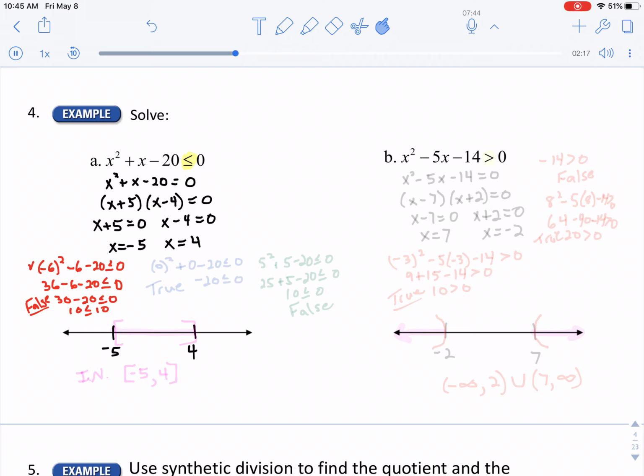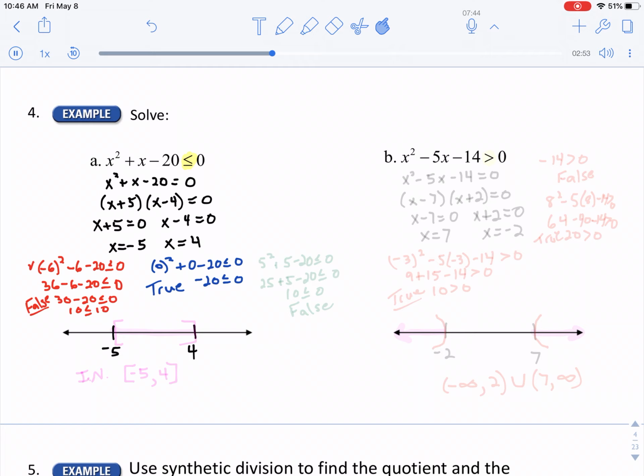All right, now let's pick a number in between negative 5 and 4. A good number to choose there is 0, and let's plug that in. I'll use a different colored pen so it stands out a little bit. So I've got 0 squared plus 0 minus 20 is less than or equal to 0. It gives me negative 20 is less than or equal to 0, and that's a true statement. Since that's a true statement, I'm going to be shading in between those two numbers.